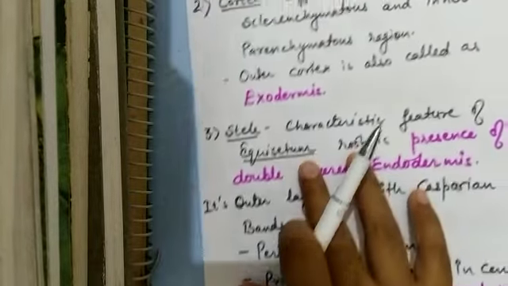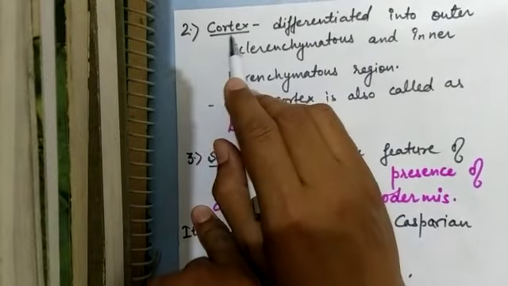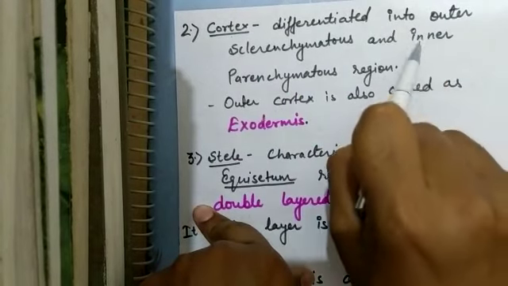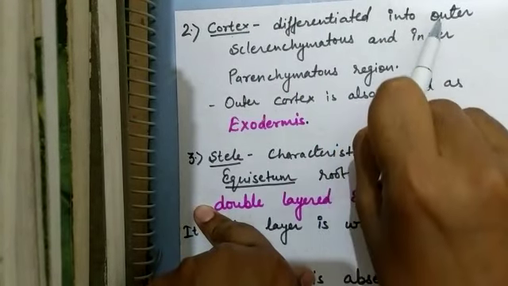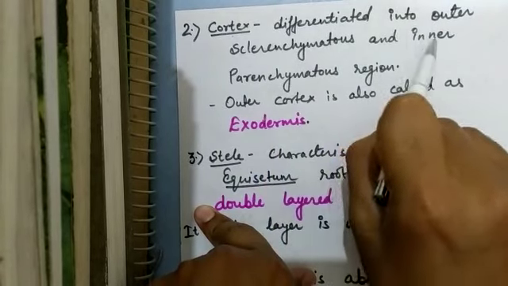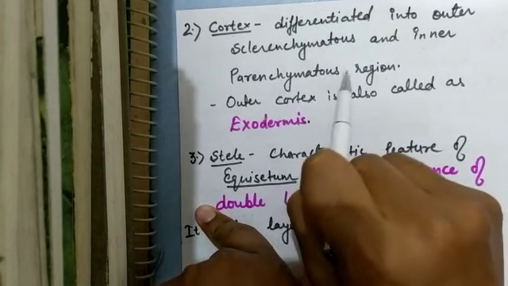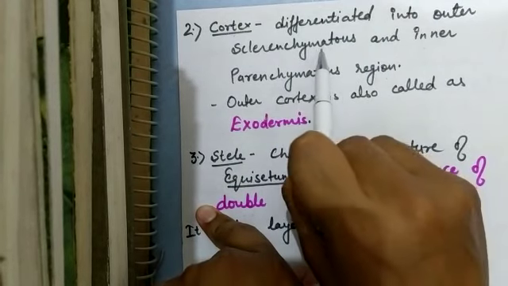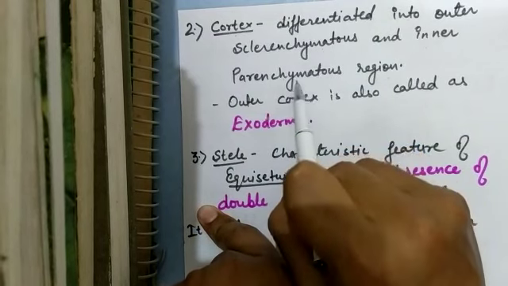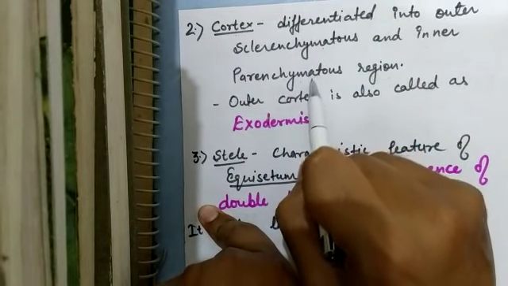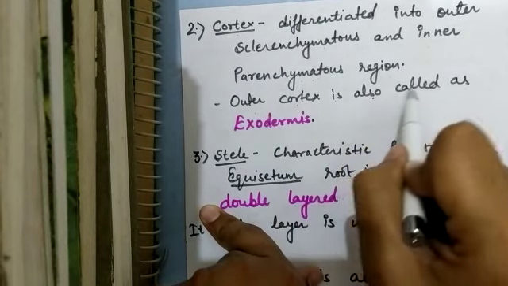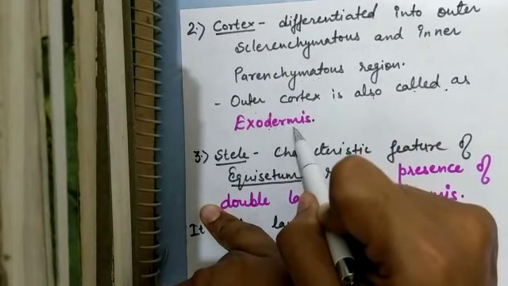Now the second region, which is the cortex, is differentiated into outer and inner region. The outer cortex is sclerenchymatous and the inner cortex is parenchymatous. Sclerenchymatous means it is made up of thick-walled cells. Parenchymatous means it is made up of thin-walled living cells. The outer cortex is also called exodermis.